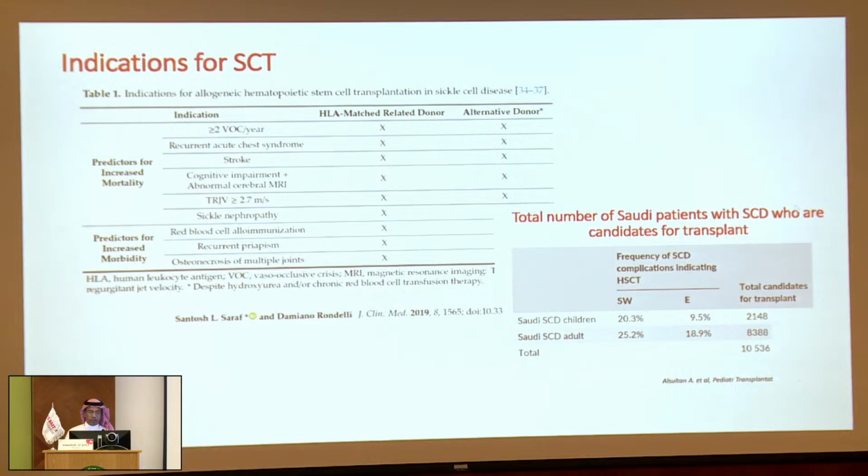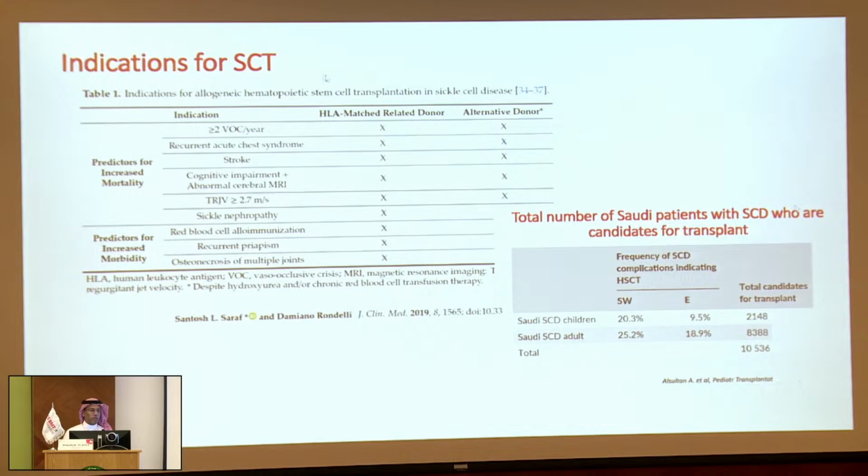Now, as Dr. Isa mentioned, the ASH recommendation is that any symptomatic patient with sickle cell can be transplanted to prevent further complications later in life, because sickle cell disease is a progressive disease. As these patients grow, they develop organ dysfunction and they're likely to have a shorter lifespan. And now in Saudi Arabia, probably more than 10,000 patients are in need of transplant if we are going to transplant them. However, we have limited capacity to accommodate these patients.